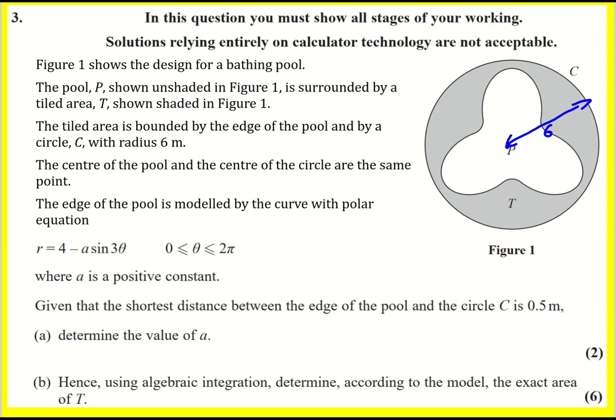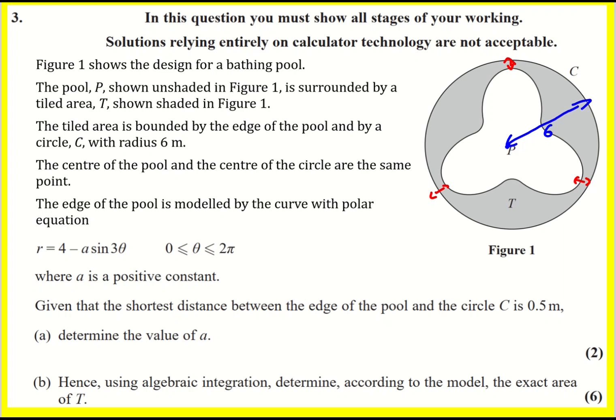And then we're told that the edge of the pool is modeled by the curve with this polar equation, r = 4 minus a sine 3 theta, where a is a positive constant, and we're then given that the shortest distance between the edge of the pool and the circle is 0.5, and asked to determine a. So the shortest distance is going to be here, and here, and here. There's actually threefold symmetry in this question.